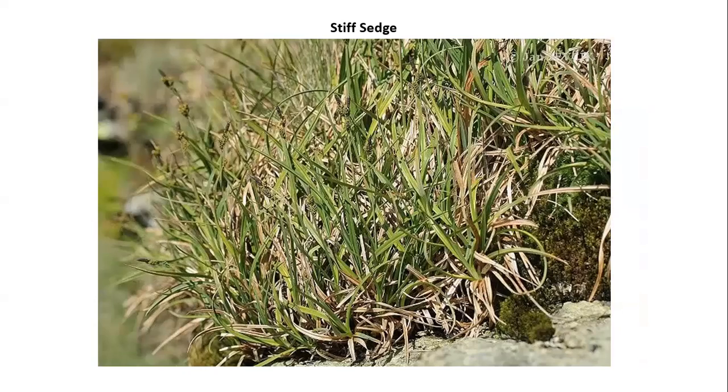And this is stiff sedge. That's what it looks like, and it's in a marginal environment, so it's really struggling there. A lot of it's already died, hasn't it? It's brown and it's flowering away there. It's trying to reproduce.